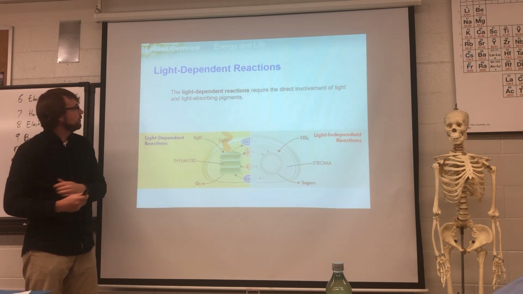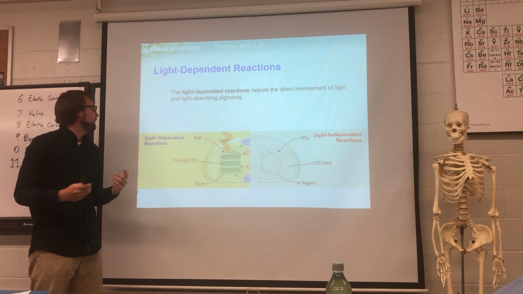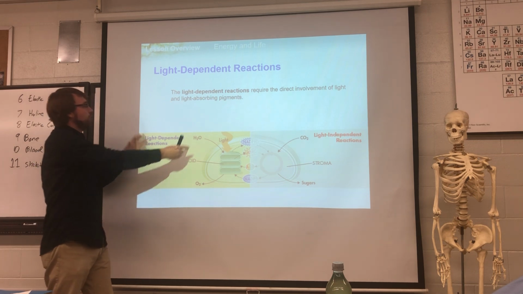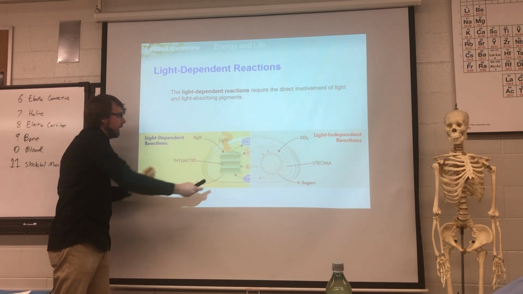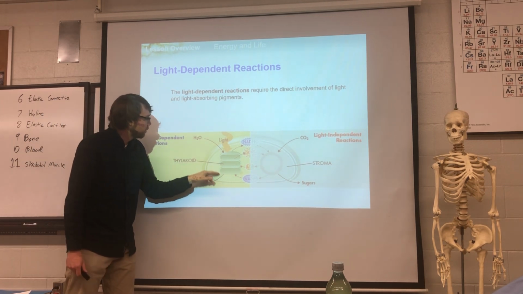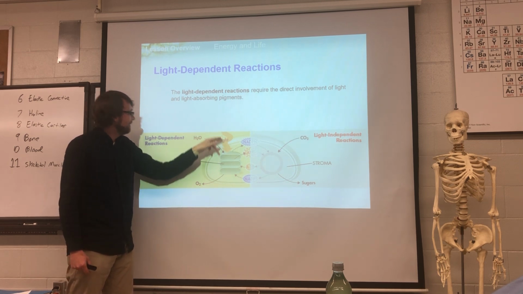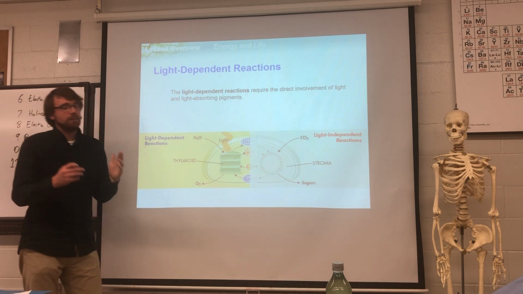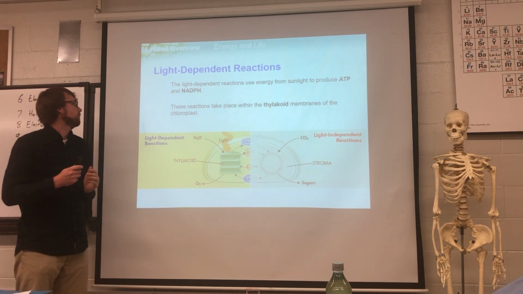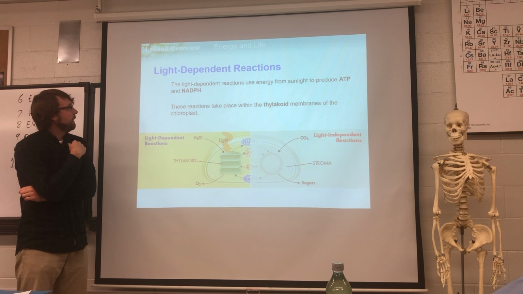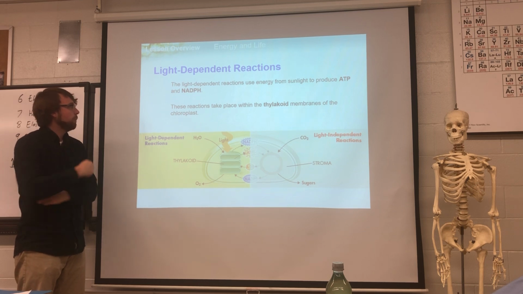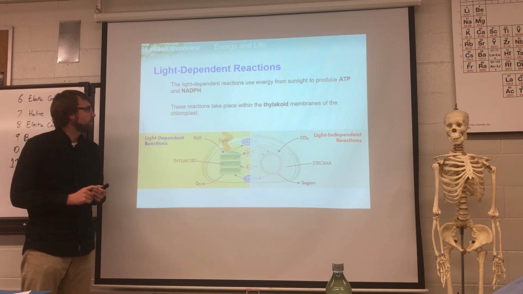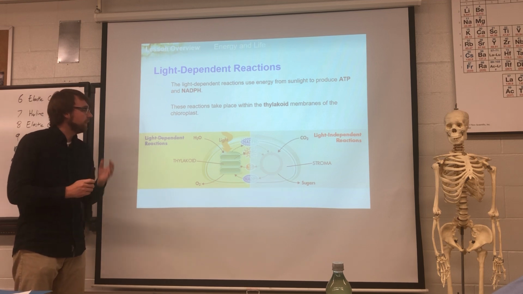So the light-dependent reactions require the direct involvement of light and light-absorbing pigment. So now we're going to just be looking at the light-dependent reaction. So we have light-absorbing pigments in the thylakoid. Light is going to strike those. That is going to produce high-energy electrons that can do work. So the light-dependent reactions use energy from sunlight to produce ATP and NADPH. These reactions take place within the thylakoid membrane of the chloroplast.